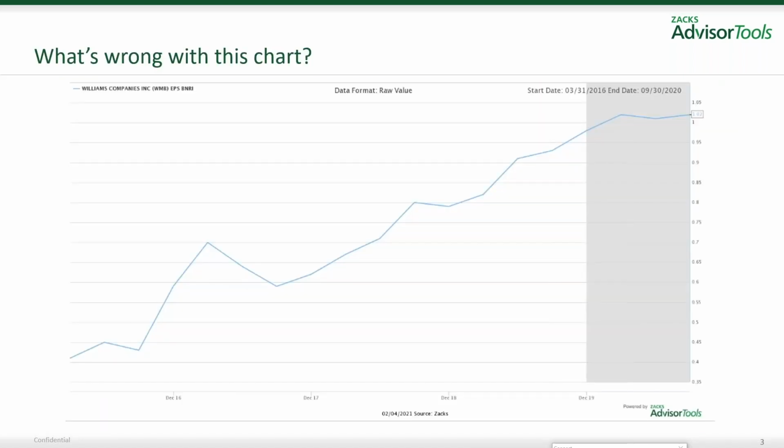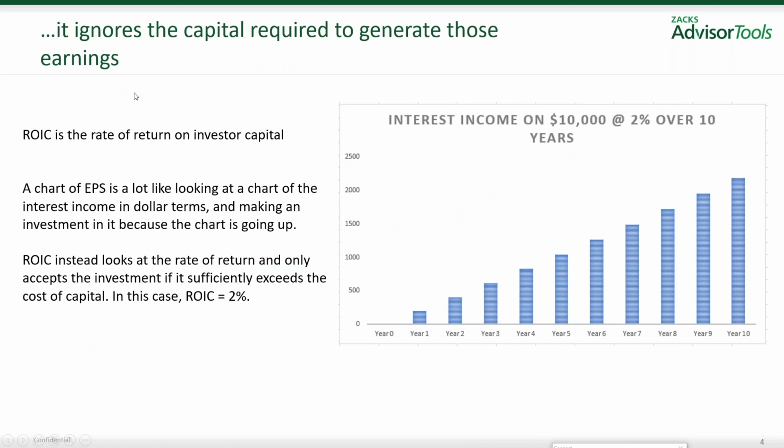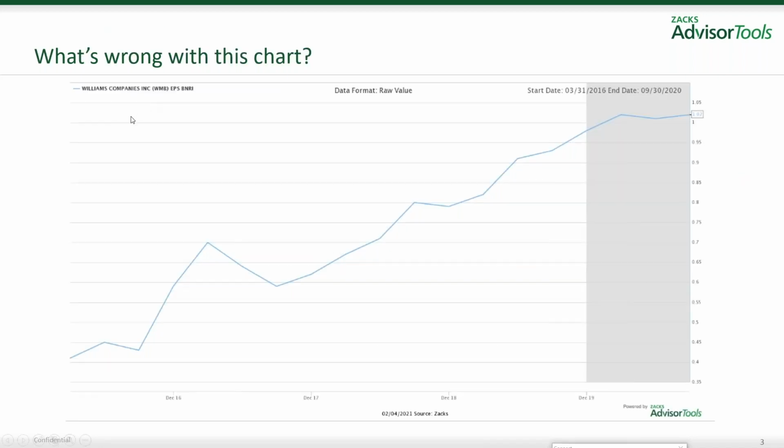So the first question I have right off the bat is, what's wrong with this chart? This is a simple earnings growth chart for Williams Companies. What's the problem with this chart? It looks like earnings are going up at a pretty decent rate. We started at about 40 cents per share about 5 years ago, and that's grown to about $1.02 today. So over a 5-year period, that's a pretty good growth rate on earnings. But what's wrong with that chart?